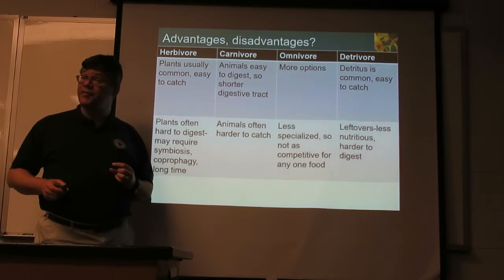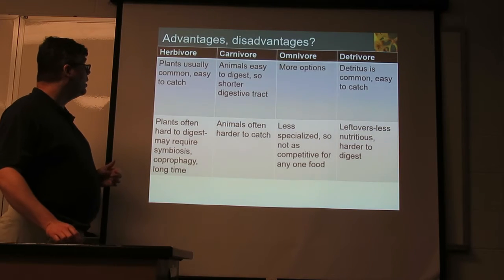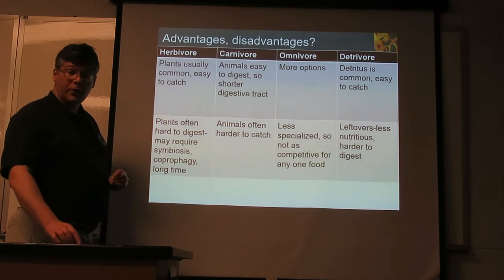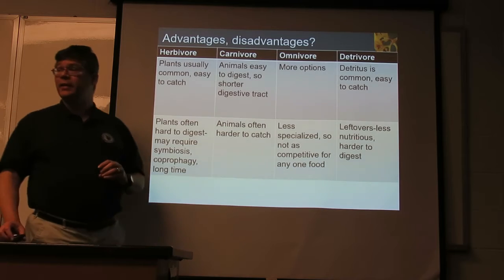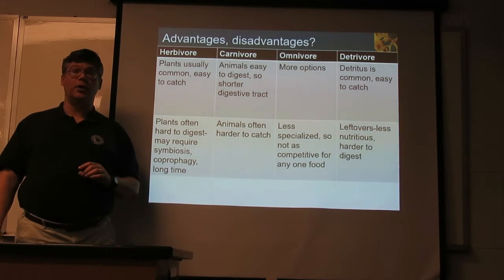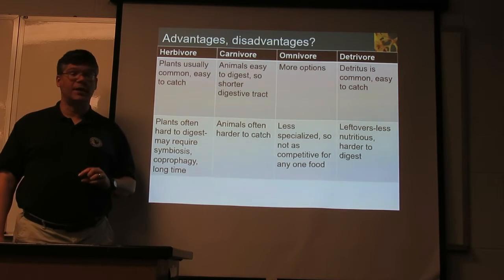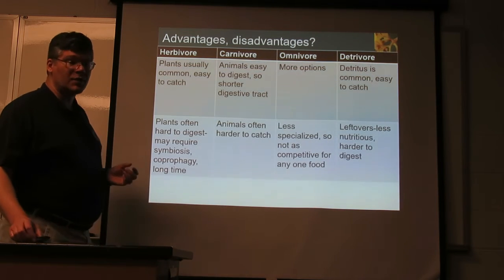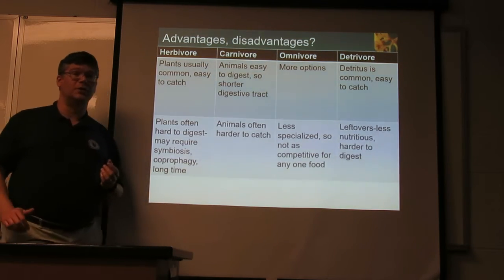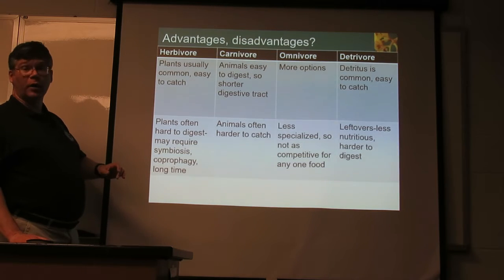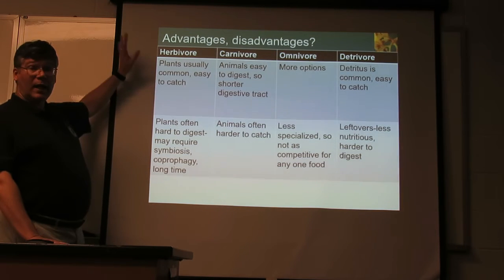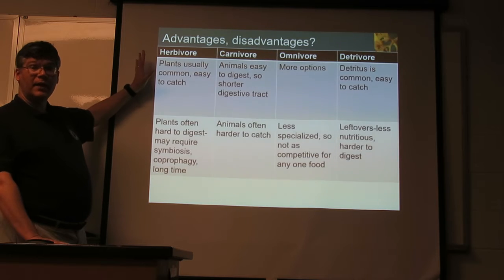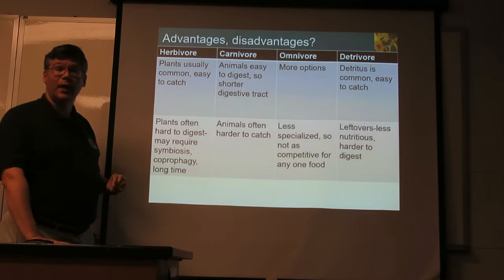What are some advantages and disadvantages of these different approaches? If you're an herbivore, finding plants is usually not hard to do. Most habitats have plenty of plants or algae around, as long as you're not so deep in the ocean that it's dark, or extreme climates. And plants are pretty easy to catch. They don't run away.